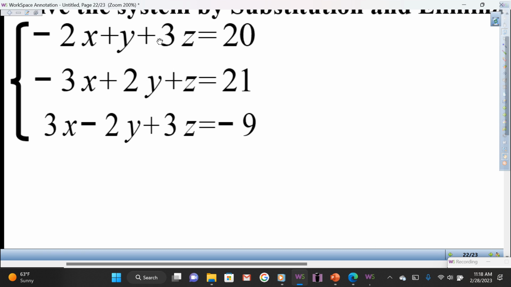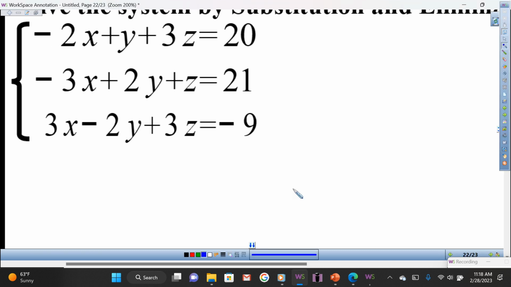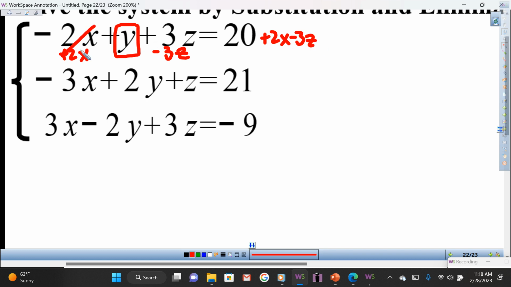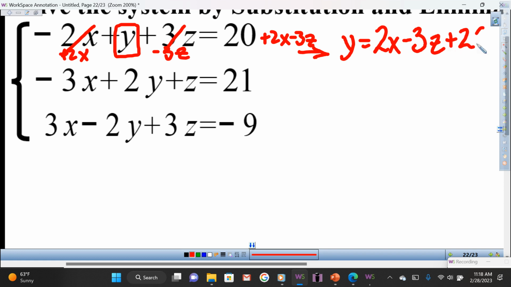Me, I usually try and start with the y. So I'm going to rewrite that one by doing this. Leaving y by itself. I need to get rid of that. So what do we do? Add 2x and subtract 3z before you copy. Add 2x, subtract 3z to each side. So this cancels, and my new equation is y equals 2x minus 3z plus 20, the 20 right here. Copy that, please.